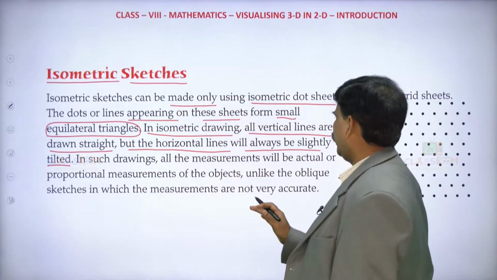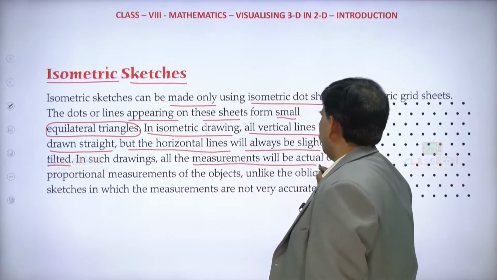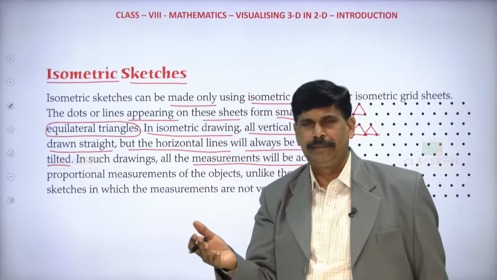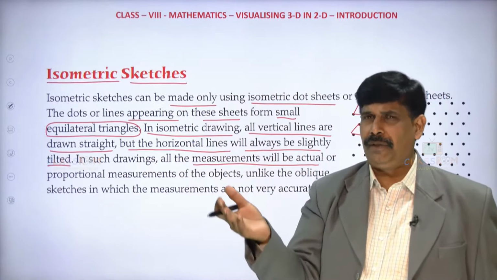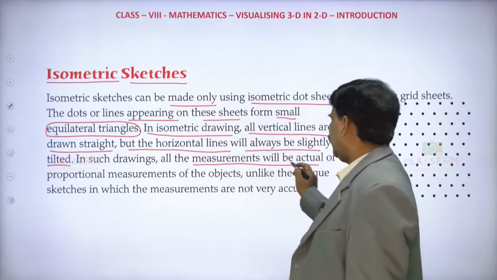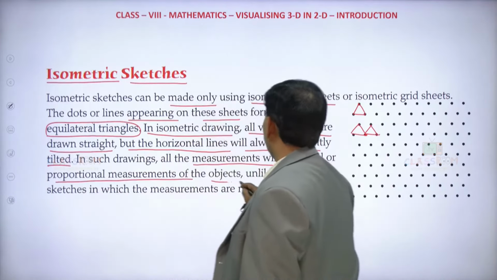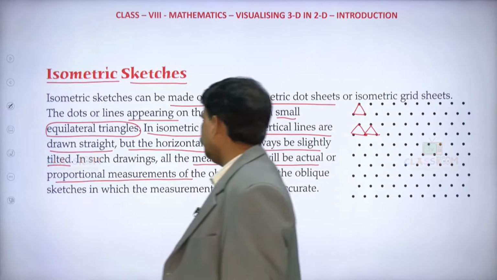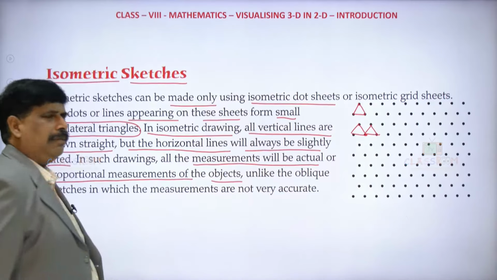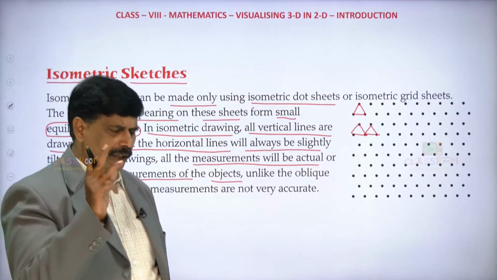In such drawings, we will be taking the actual measurement, not like earlier. Earlier in oblique sketches, we will be taking half of the original, but here we have to take the actual measurements, or you can say proportional measurements of the objects, unlike oblique sketches. Is it clear? So in oblique sketches, the measurements were not accurate. Understood? So remember 3 things here.